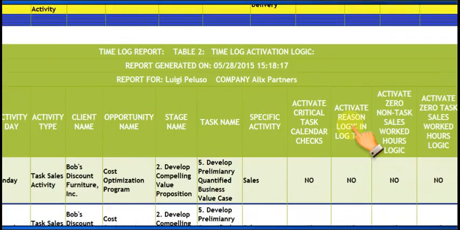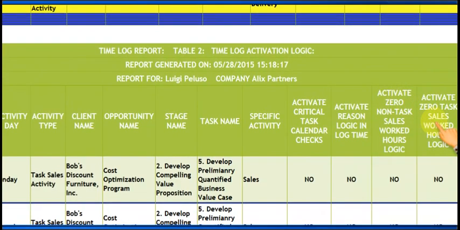Activate Reasons logic in log time also displays a table of predefined reasons you selected why your actual work hours are higher or lower than planned. Activate zero non-task sales worked hours logic displays a table in the time log of predefined reasons you selected while your actual worked hours for a specific non-task sales activity is entered on a date when no work hours were planned for this specific non-task sales activity.